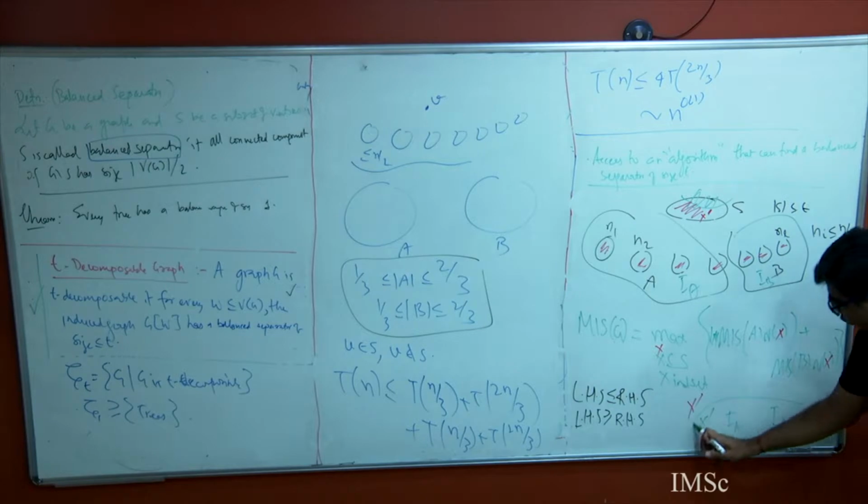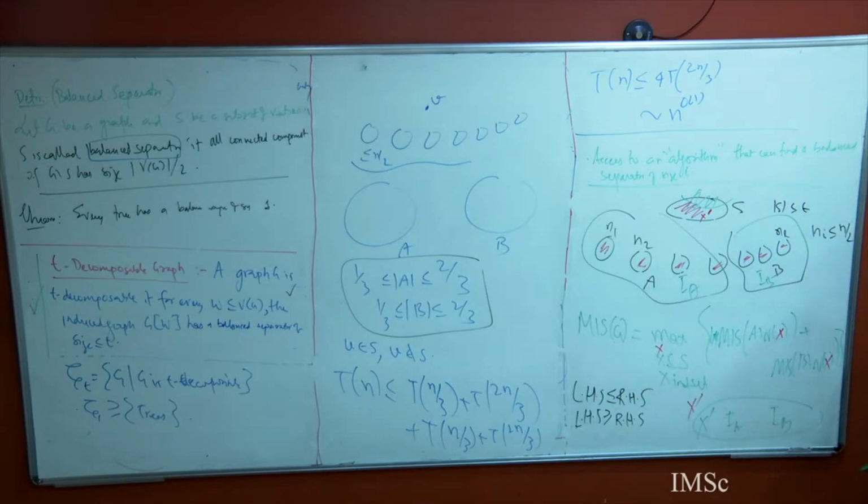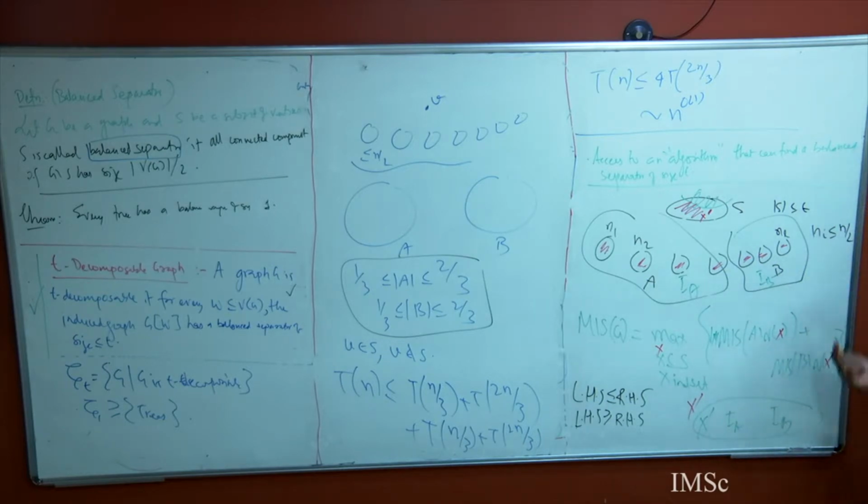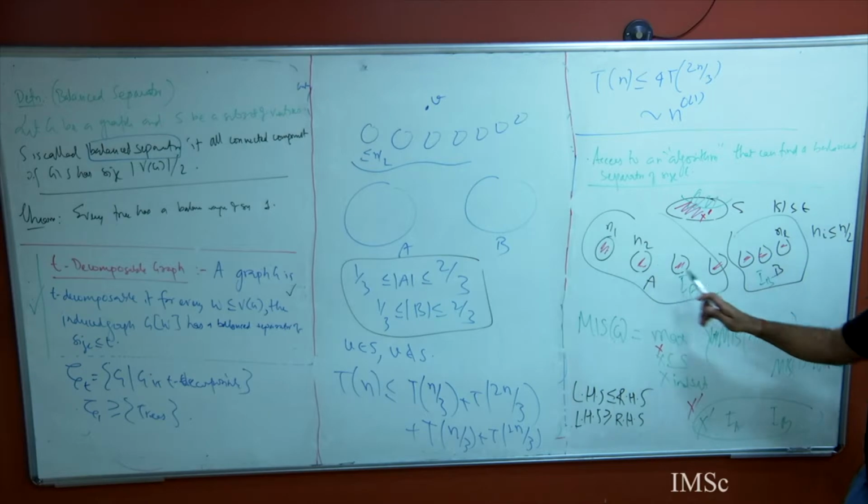Now look at the object which maximizes this. I have to show this is an independent set of G, then I am happy, because this quantity is maximizing over all independent sets of G. So in particular it will consider this, so this can only be larger. Now X prime is here, but by choice, the neighborhood of X prime is never considered.